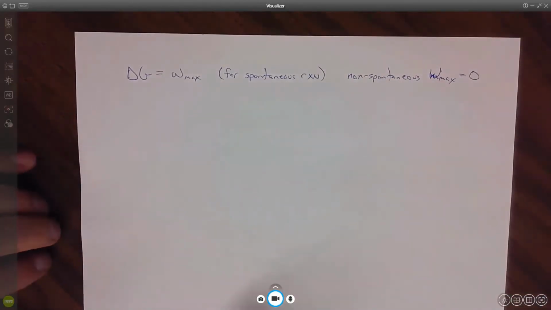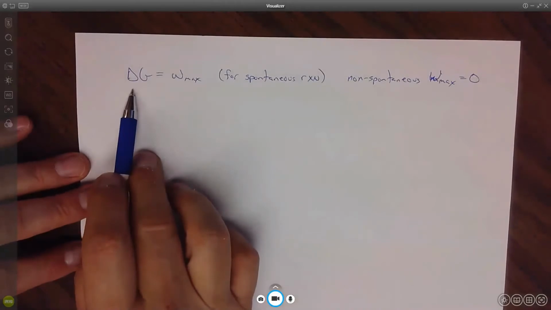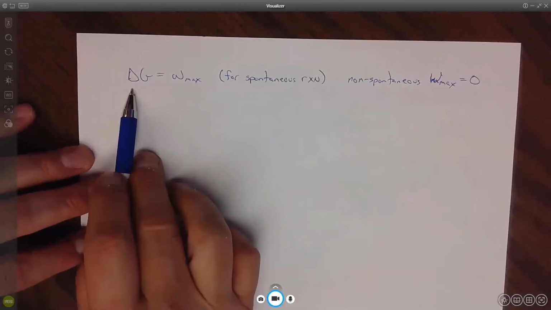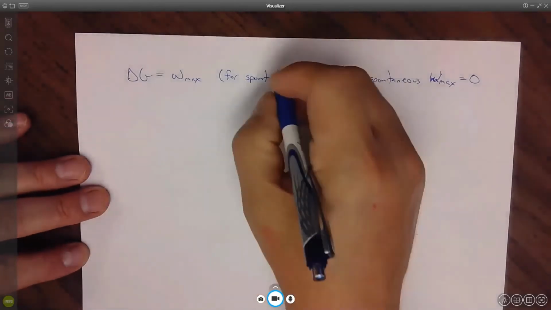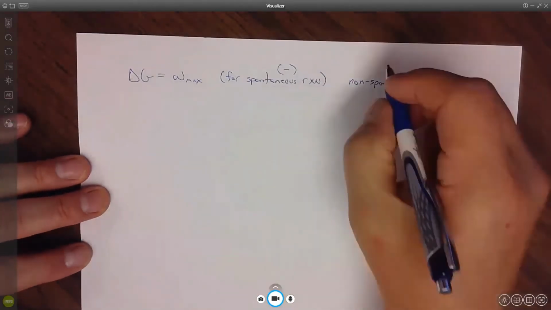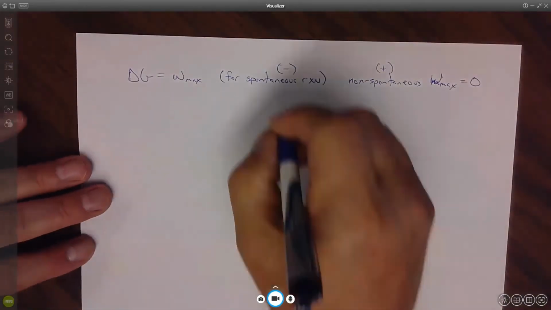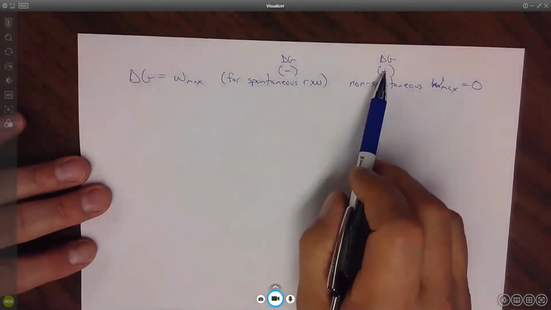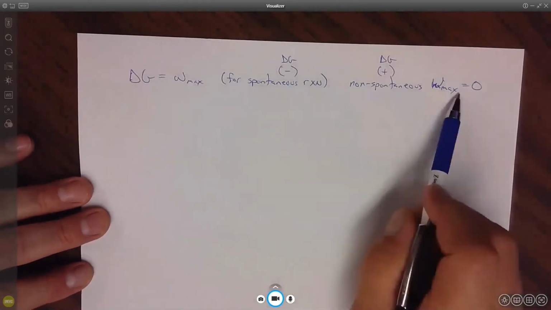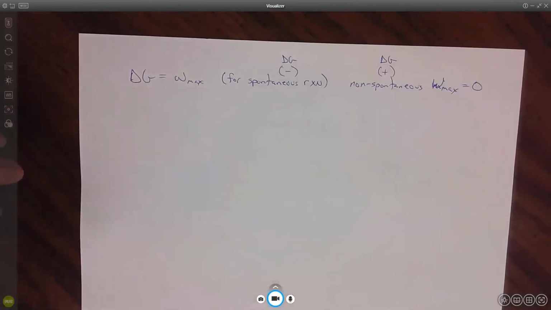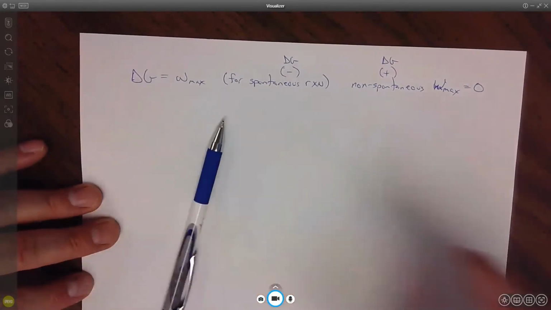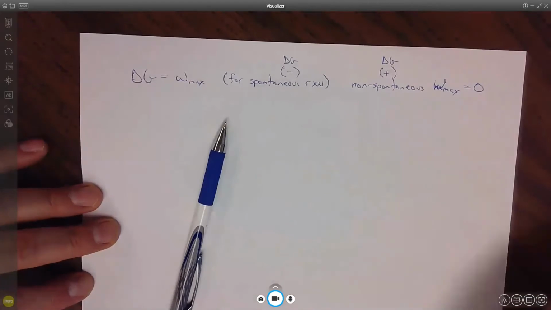No matter what the value of del G is, right? So that's going to be a positive value of del G, because a positive value of del G is non-spontaneous, and a spontaneous del G is negative. Non-spontaneous del G is positive, right? So no matter what the value of del G, if it's positive, max work is equal to 0. You can't get any work from it because it's a non-spontaneous reaction. For a spontaneous reaction, it's going to be whatever the calculated value of del G is. Okay?